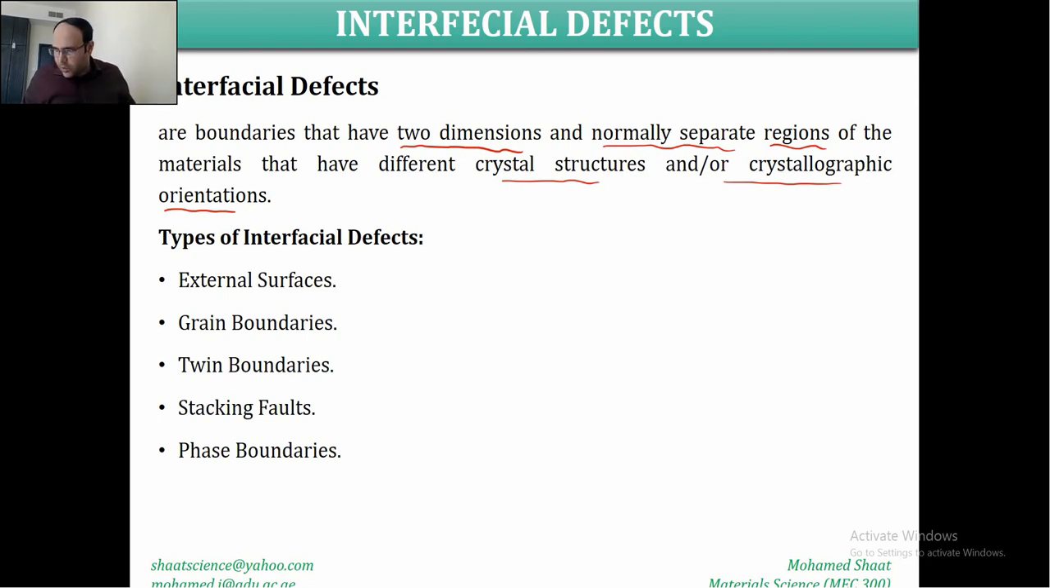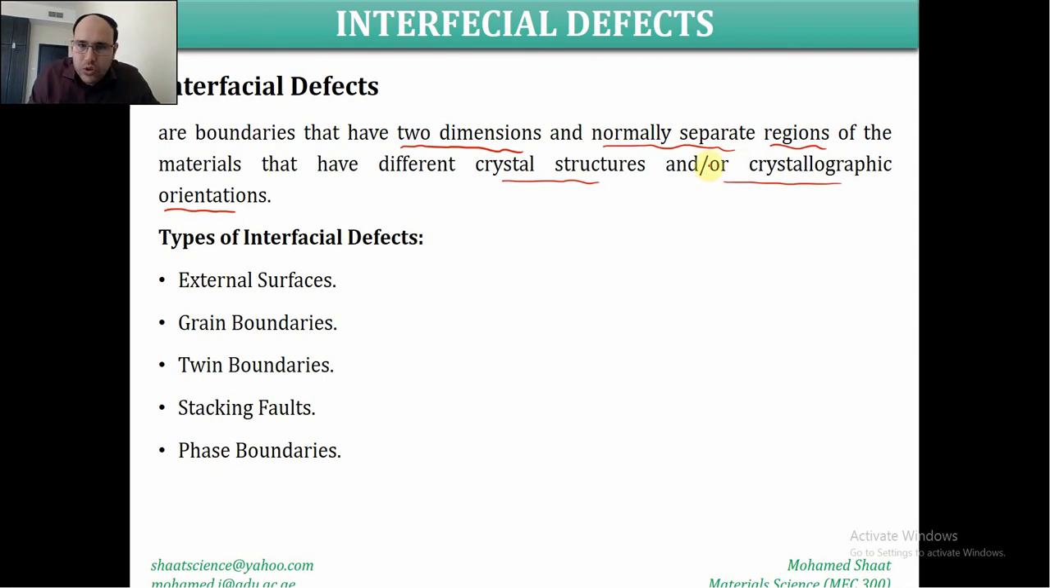So an interfacial defect is a boundary that has two dimensions, and it is normally used to separate two regions of the material. Like you have one crystal, one part of this crystal, and there is another crystal or another part of the crystal, whether of the same crystal or two different crystals. There should be a boundary between them. There should be something between them. This something that separates, that makes this crystal different than this one, or this region different than this region, or this part of the crystal different than this part, is known as an interfacial defect.